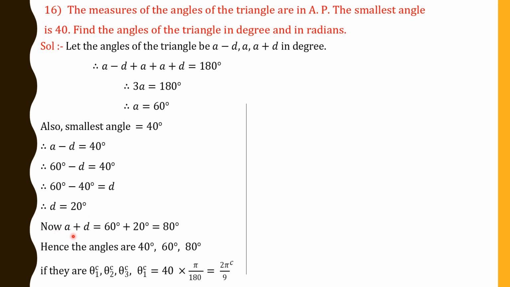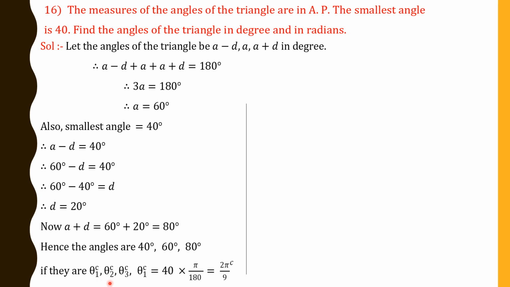Now, a plus d, that is the third largest angle. Put the values of a and d. A equal to 60 degree, d equal to 20 degree, equal to 80 degree. Hence the angles in degrees are 40 degree, 60 degree, 80 degree. We have to find these angles in radian.